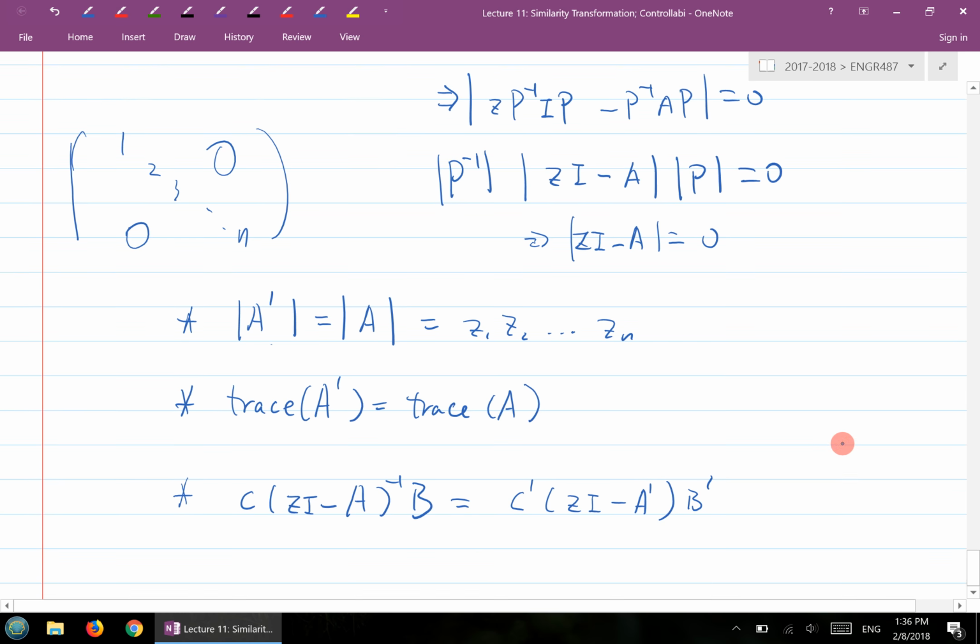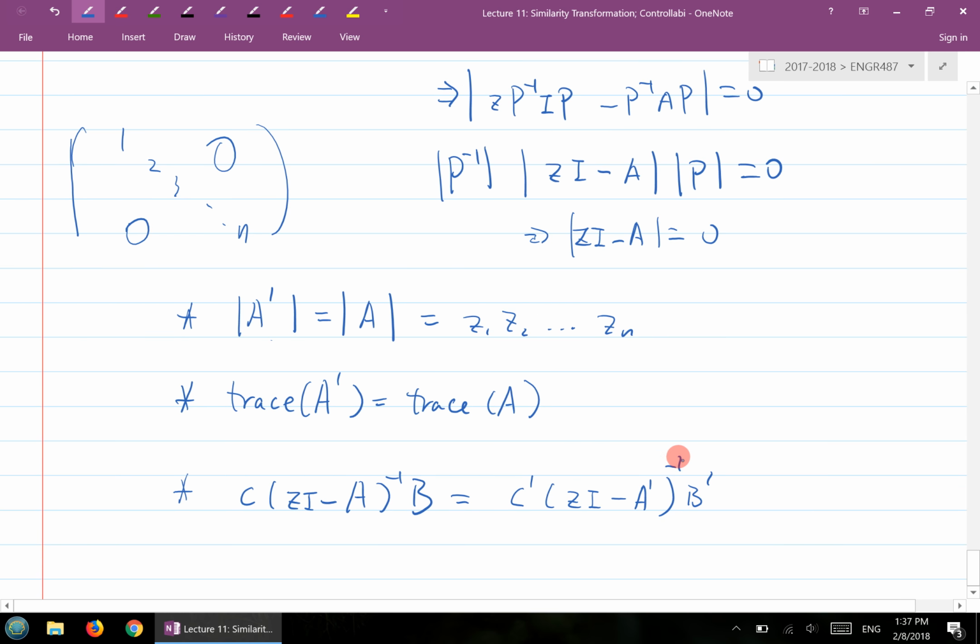Is it supposed to be inverse? Oh yeah, inverse. Yes. Thank you. Okay. So yeah, that's pretty much for this part right here, for the similarity transformation. Yeah. Any questions? All good.